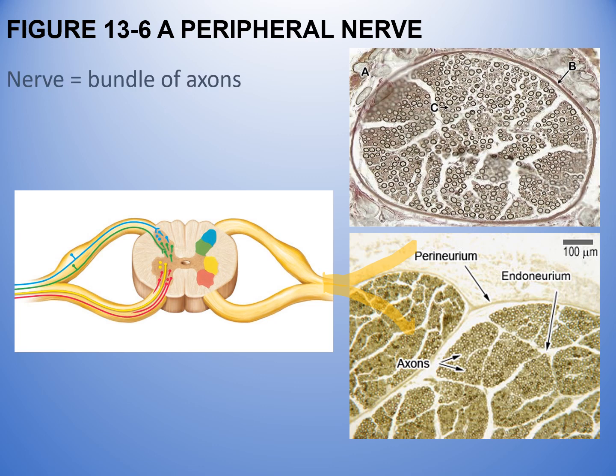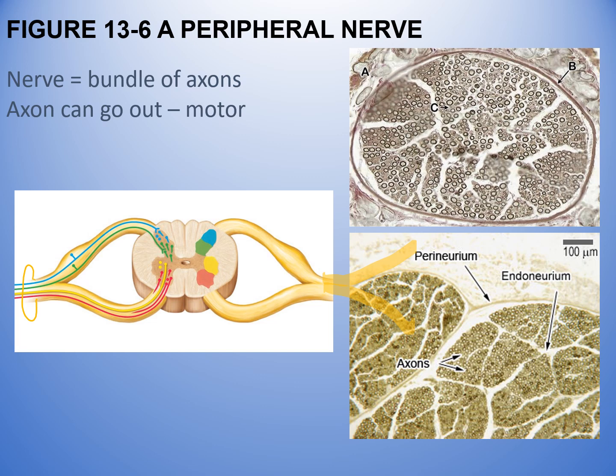A nerve is a bundle of axons. Look at this spinal nerve right here. This would be the spinal nerve. That's a bundle of axons. That's what a nerve is. It's a large amount of neurons that are bundled together.